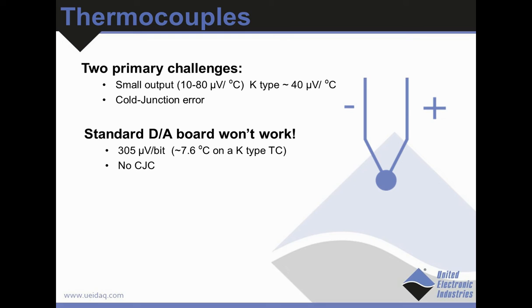The primary challenge with thermocouples, and it's both on input, but in particular while you're trying to simulate them, is they have a very small output. A typical K-type thermocouple only puts out about 40 microvolts per degree C. It's hard to measure that. You can't do that with a standard D-to-A board. A standard D-to-A board, if you consider it's plus or minus 10 volts and 16 bits, that outputs 300.